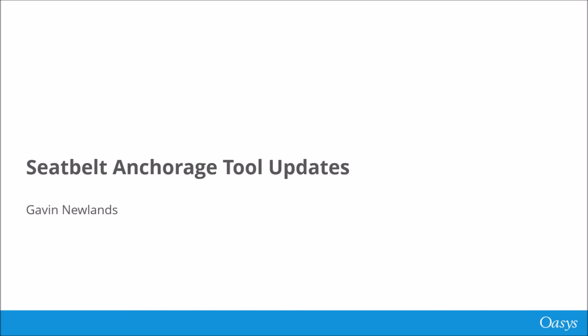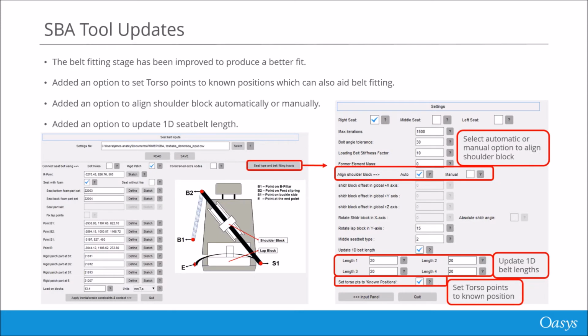So in Primer, we have a tool for setting up seatbelt anchorage type load case analyses. And we've improved this in version 17. First of all, the belt fitting stage has been improved to produce a better seatbelt fit. We've also added an option to set torso points to known positions, which can aid belt fitting. We've added an option to align the shoulder block automatically or manually.